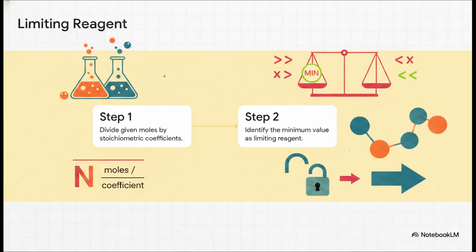Well, it's actually a highly logical, foolproof, two-step process. Step 1, you take the given number of moles of each reactant that you've already calculated, and you divide it by its respective stoichiometric coefficient. That's the big number balancing the chemical equation. Step 2, you just look at the results. Whichever division comes out to be the absolute minimum value, that reactant right there is your limiting reagent. And once you identify it, every single other calculation for the products formed has to be based entirely on that limiting reagent, because the second it's gone, the reaction is completely over.